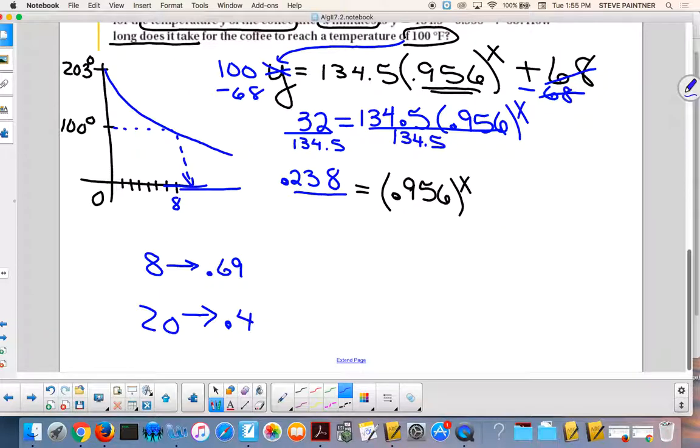Anybody just about have it? 30 is too low, but he said 32.2. 32.2 minutes, is that what you're getting? So you tried 32.2 minutes and got what for an answer? 0.235, which is super close to that.